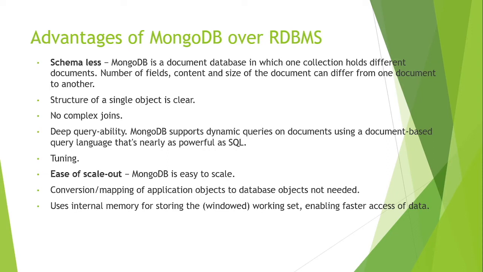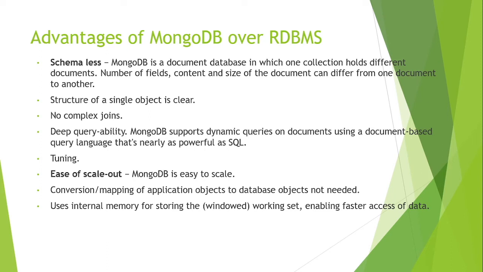Ease of scale out: MongoDB can easily scale because it can store a large amount of data with a smaller size, so we can easily scale it out. And also, conversion and mapping of application objects to database objects is not needed. You don't need any mapping or conversion of application objects to databases. We can directly use the same database in production. If you want to host your application, you can similarly use that. You don't need any conversion or mapping of objects.